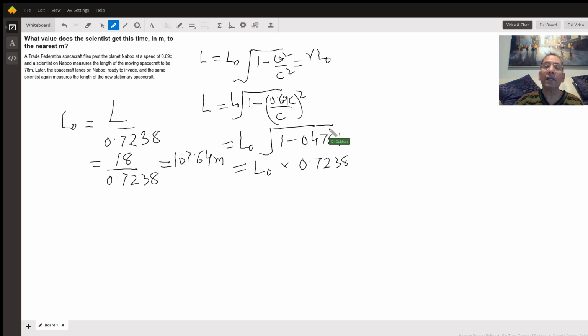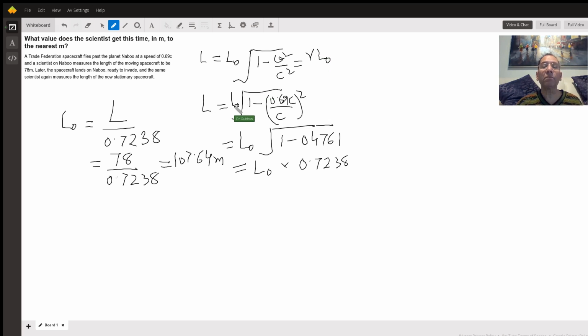Here, L is the length, which is the moving length. L naught is called the proper length or the length at rest. And this square root of 1 minus v squared by c squared is denoted by gamma, called the Lorentz factor or Lorentz function. Now, let's talk about the moving length and the rest length.